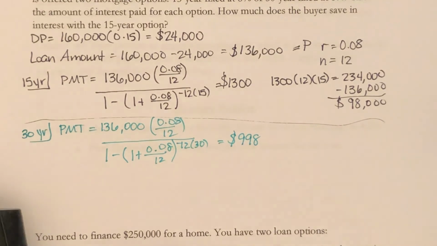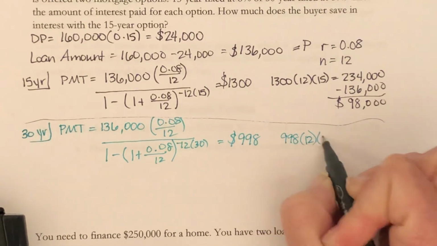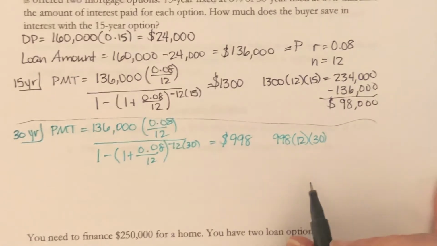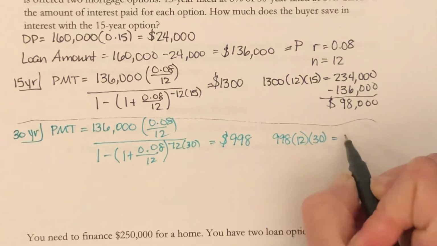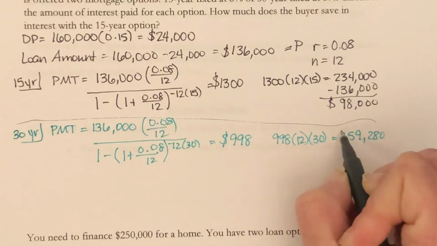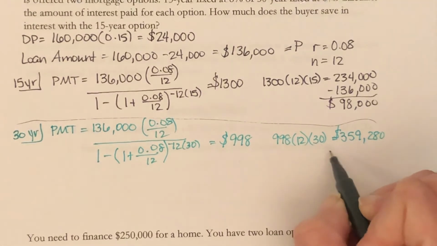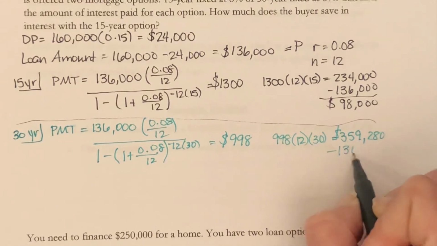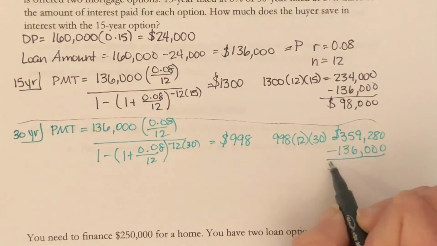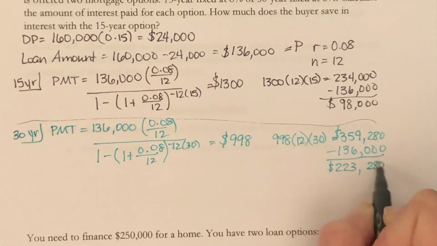So let's figure out how much is being paid in. $998 for 12 months for 30 years. And when you do that, you get $359,280. Subtract off the amount of the loan to find the interest, and you get that the interest was $223,280.